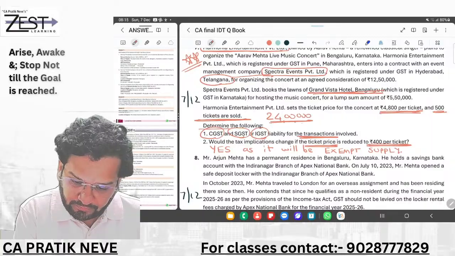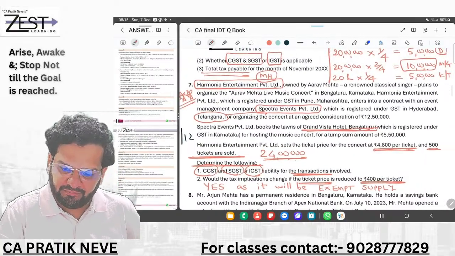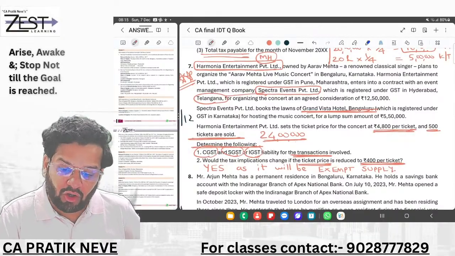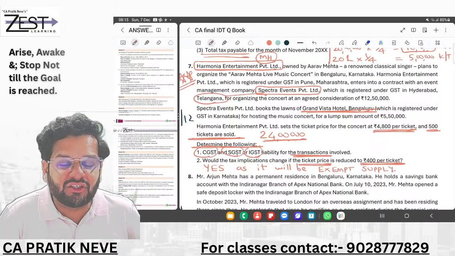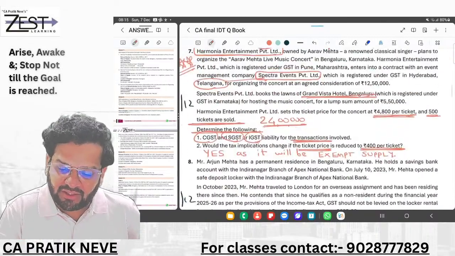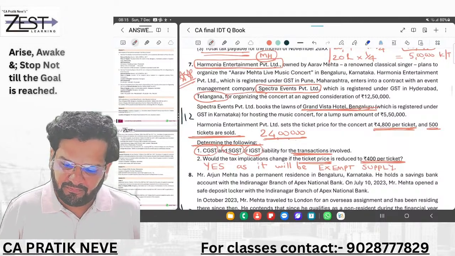Now, let's go ahead. Whether CGST and SGST will be involved or IGST will be involved. First of all, what all transactions are there? Let's try to understand that. If we understand what transactions are involved, it will become easy for us.